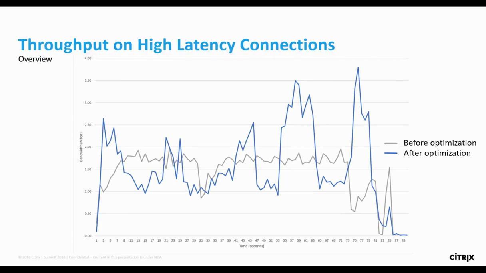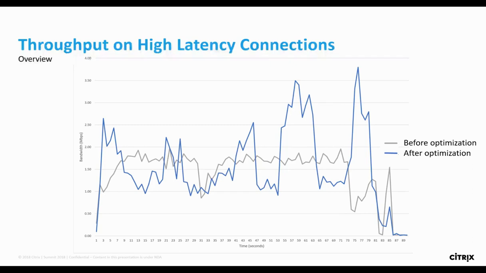So what you see here is the gray line there is before the optimization. And it's pretty steady across the board. It doesn't peak very high because we're limited based on the previous configurations. Now, after the optimizations for ICA that were introduced in the 1808, you can see we're getting much higher overall bandwidth on the same session, on the same test.